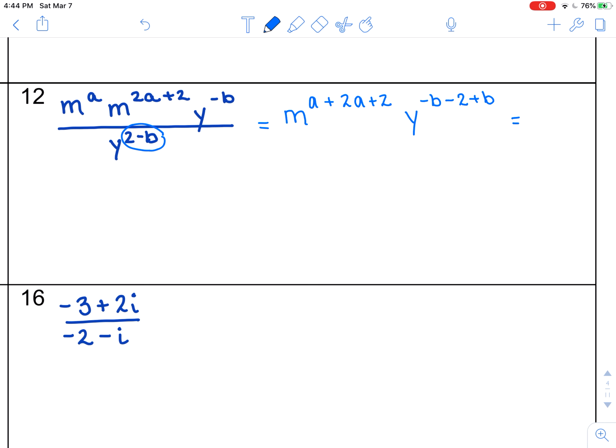So in this M exponent, I notice that I have A and I have 2A. So I'm going to go ahead and combine those. So I'll have M raised to the 3A, and then the +2 is still there. It's separate because it's not a like term. Then I go to my Y's, and I notice that the -b and the +b are actually going to cancel out. So I have Y to the -2, and that's it. So my final solution on this problem, M raised to the 3A + 2, Y raised to the -2.